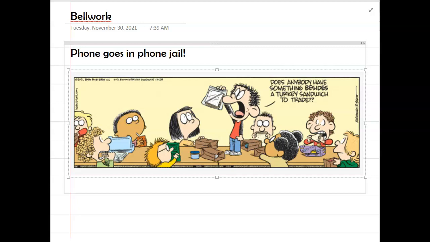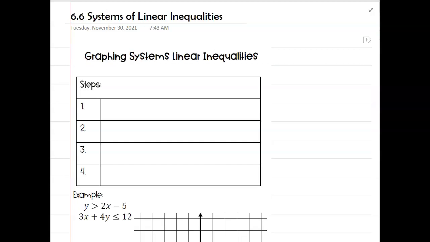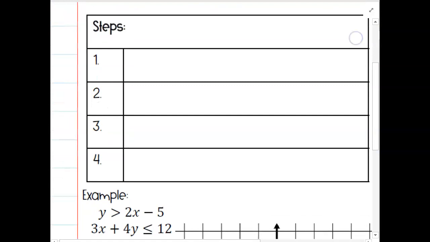So if you want to go ahead and get out, like I said, highlighters seem to work the best. But if you don't have highlighters, that's fine. At minimum, a pencil and a pen. But what works best is two different colors. Okay? Now, with systems of linear inequalities, the steps are going to be super similar to just graphing linear inequalities, not systems, because we're basically doing the same thing, except there's two of them on the same graph. So let's talk about these steps here.